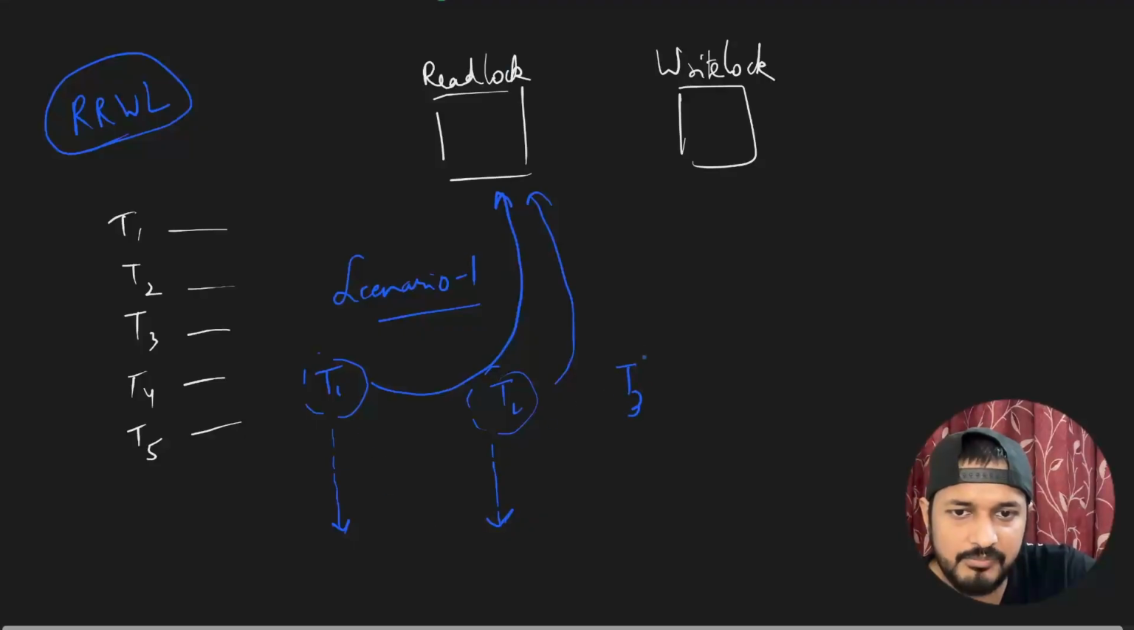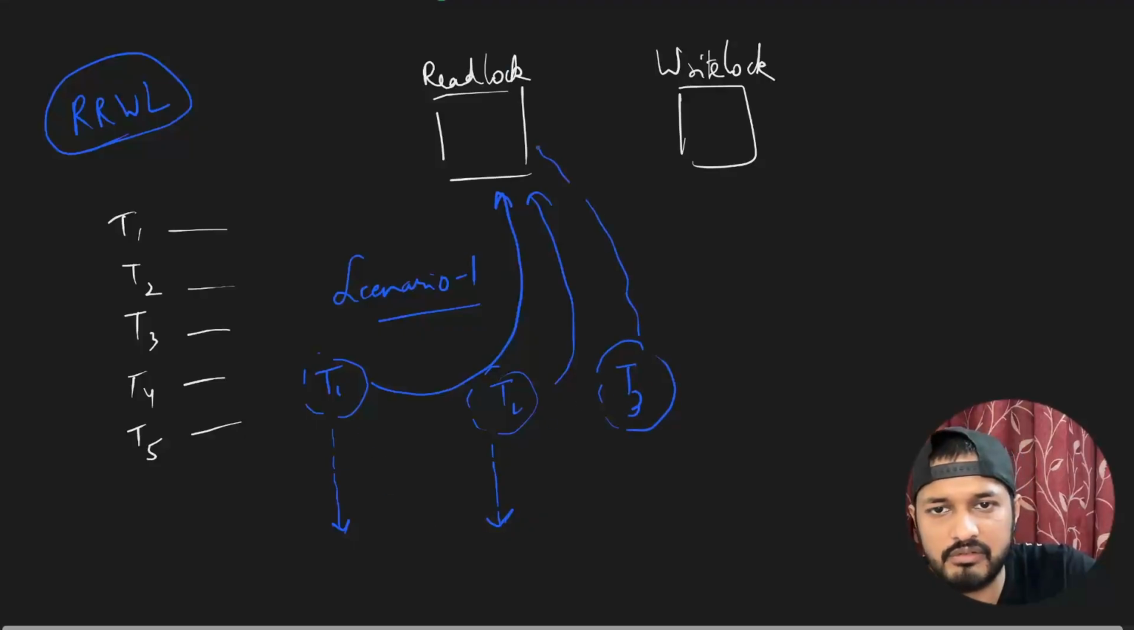Now suppose T3 comes. T3 also tries to acquire ReadLock. Again, ReadLock is acquired by T1 and T2, but no problem. T3 will also be allowed to acquire ReadLock and perform its operations.